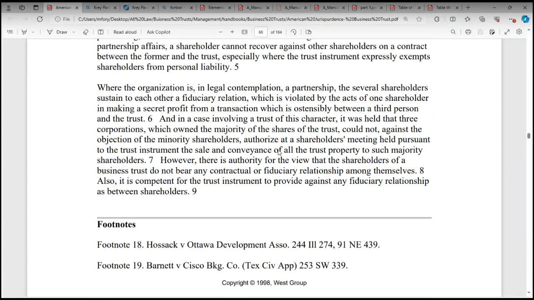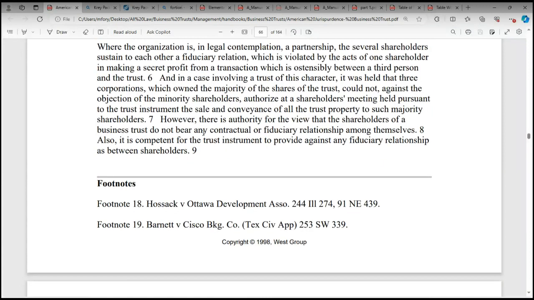owned the majority of the shares of the trust could not, against the objection of the minority shareholders, authorize at the shareholders' meeting held pursuant to the trust instrument the sale and conveyance of all the trust property to such majority shareholders. So they were trying to sell the property of the minority against the minority to what the majority wanted. However, there is authority for the view that the shareholders of a business trust do not bear any contractual or fiduciary relationship amongst themselves, which is true.